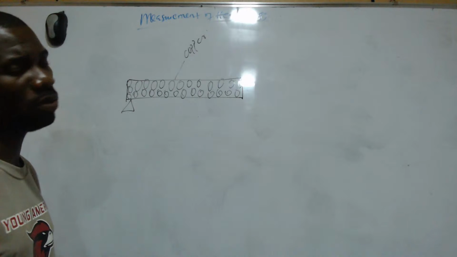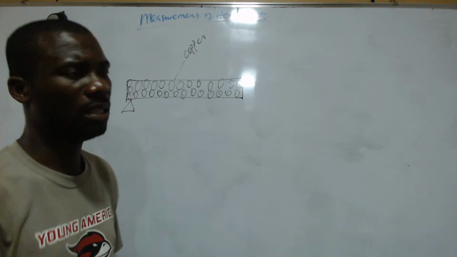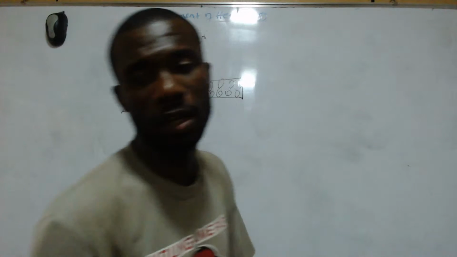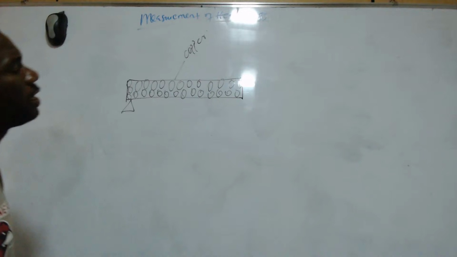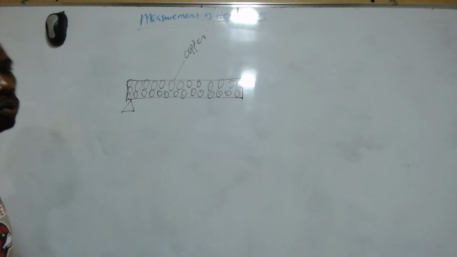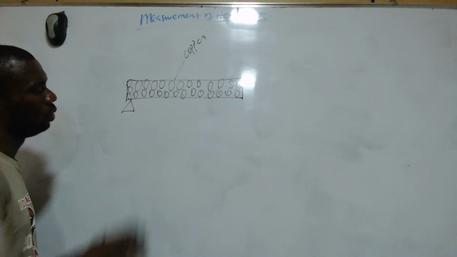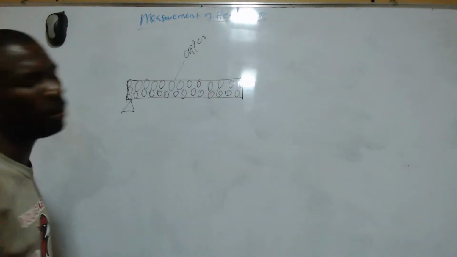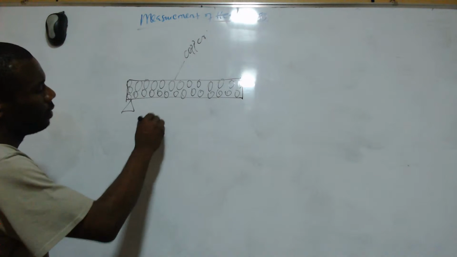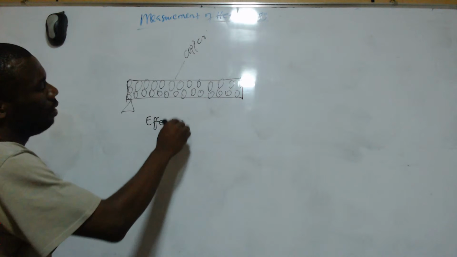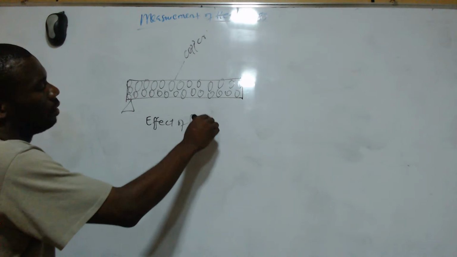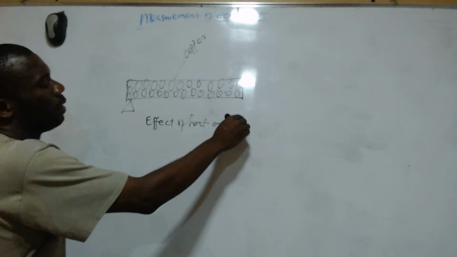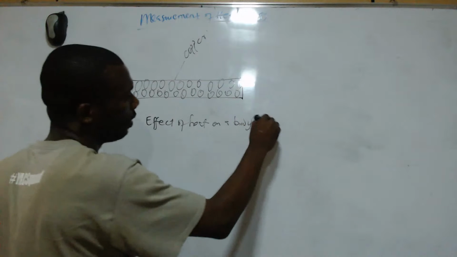And the temperature, as we all know, is defined as the degree of hotness or coldness of a body. Now, heat energy is measured in joules. And then we talk of the effect of heat on a body or material.